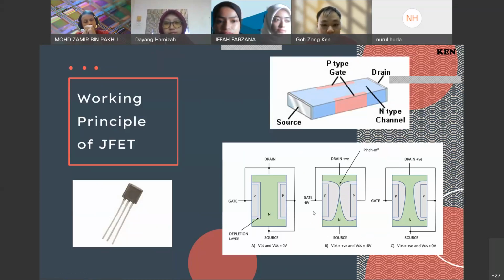For the last diagram C, the VDS is positive voltage and VGS is zero. There is no reverse voltage applied on the gate. So in this case, the JFET behaves like normal conductor material. From these three diagrams, we can see that the operation of JFET is controlled by electric fields that are generated by the input gates. Later, I will explain more about the working principle in following slides.